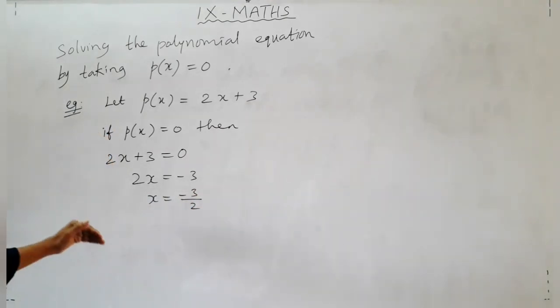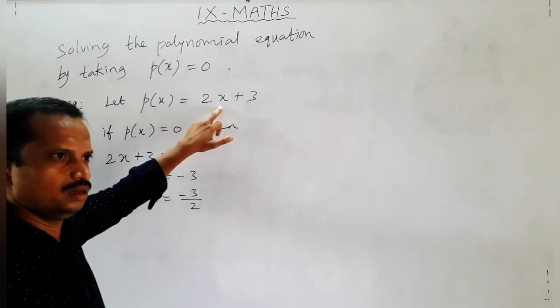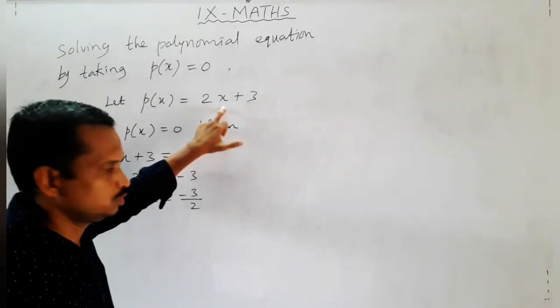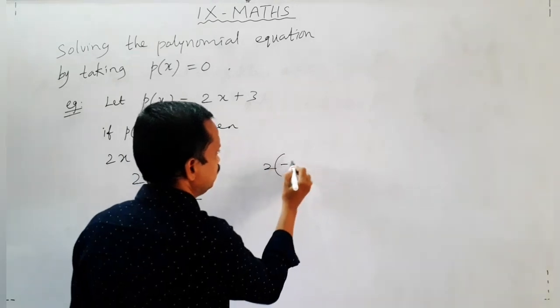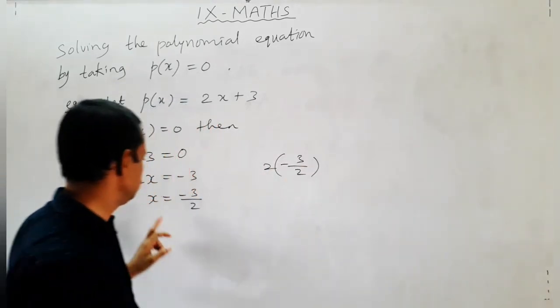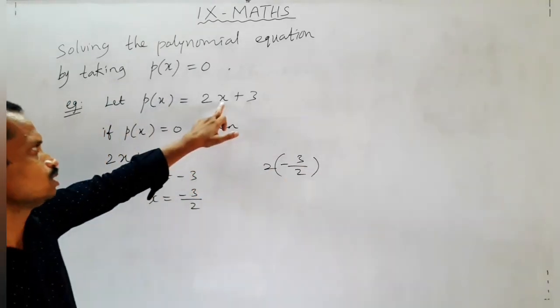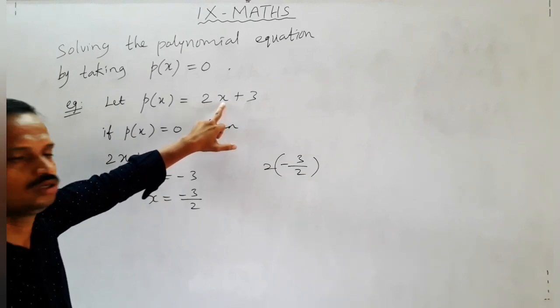See, minus 3 by 2. When we substitute minus 3 by 2 here, then automatically we get 0. You see, 2 into minus 3 by 2. x is minus 3 by 2. So when we substitute x here, minus 3 by 2.